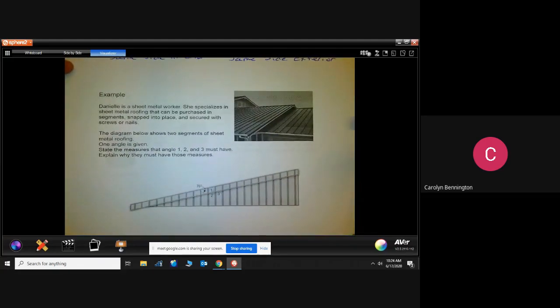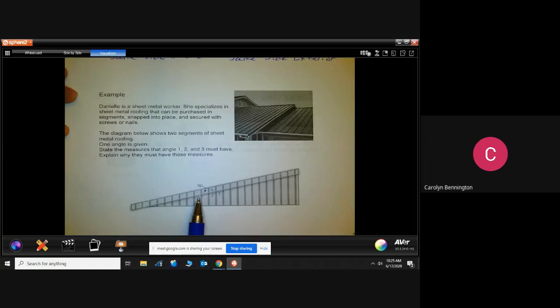Okay, so now we're moving into some real life situations. So the first example says Danielle is a sheet metal worker. She specializes in sheet metal roofing that can be purchased in segments, snapped into place and secured with screws or nails. The diagram below shows two segments of sheet metal roofing. One angle is given. State the measures that angle 1, 2, and 3 must have. Explain why they must have those measures.